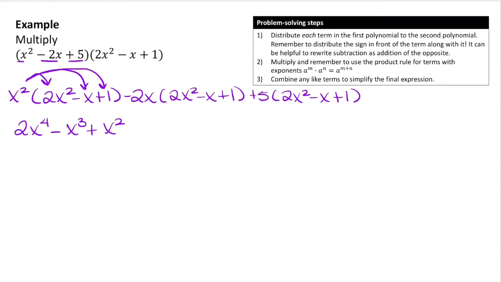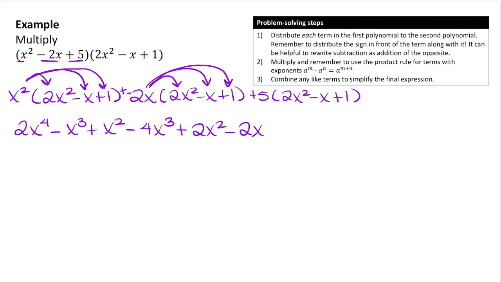Okay, so that minus 2x, I'm going to distribute that as like a negative 2. So I'm going to rewrite this as plus negative 2x. And so I'm going to distribute that. So that's going to give me minus 4x cubed. Okay, my negative 2x and then minus x, that negative and the minus are going to make a plus. So I have 2x squared. And then I have my next distribution, negative 2x times plus 1 will give me minus 2x.